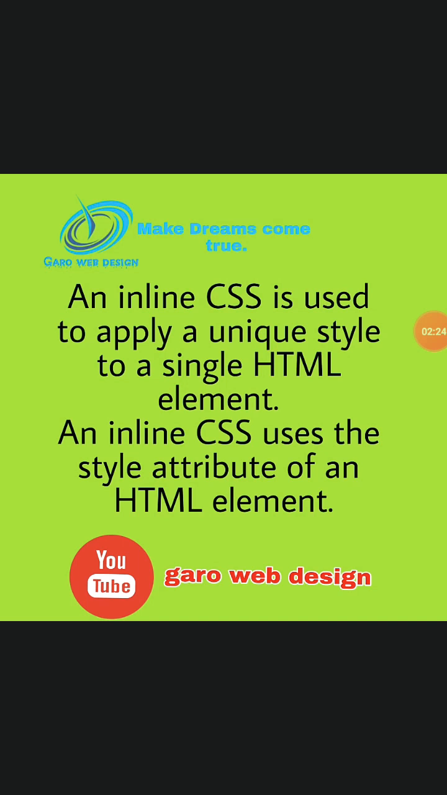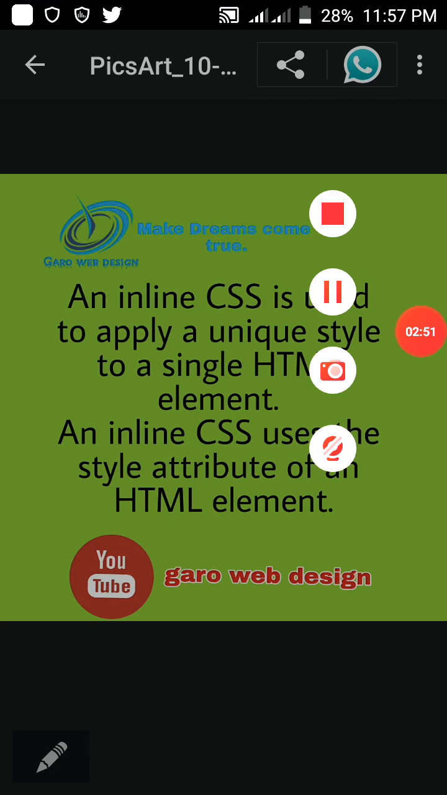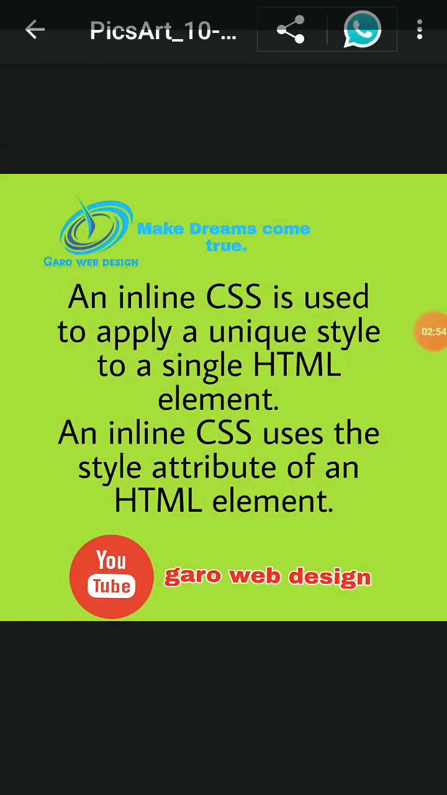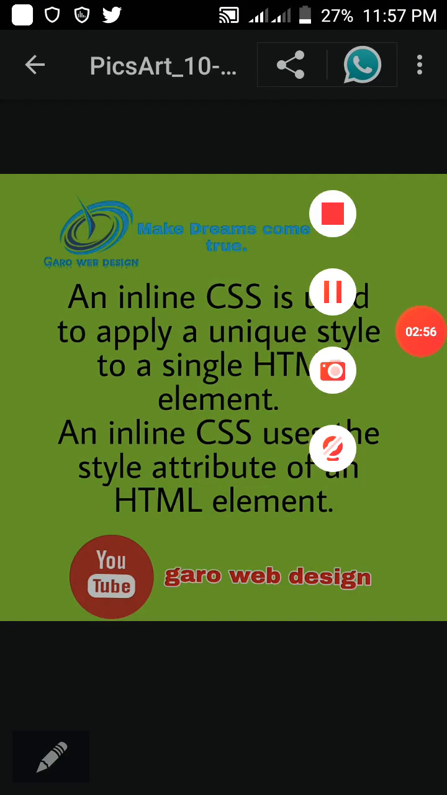An inline CSS is used to apply a unique style to a single HTML element. An inline CSS uses the style attribute of an HTML element. Inline CSS is just used for a single line, a single statement, a single command, or just a single image. That's in your line of coding, you include the HTML and the CSS in it. Let's see what is internal CSS.